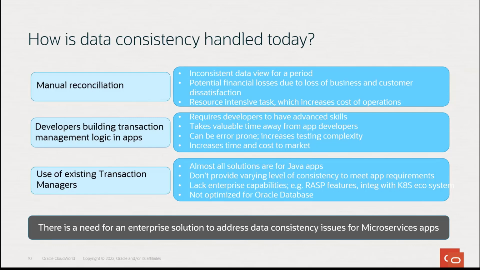And these transaction managers also do not provide varying levels of consistency. Different applications might have different requirements with respect to data consistency. It might be a strong consistency requirement or eventual or something else. Also, these transaction managers lack the enterprise capabilities. They don't have the availability and scalability that enterprise applications desire.